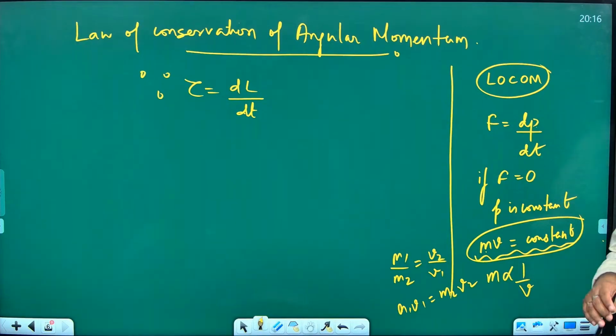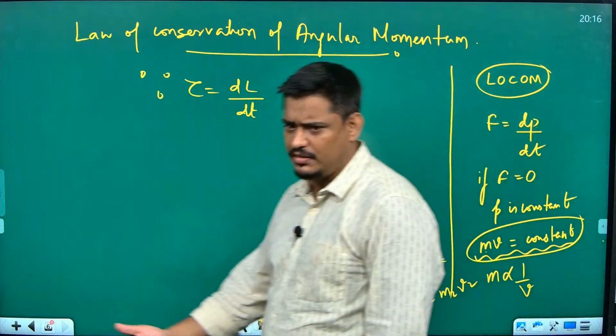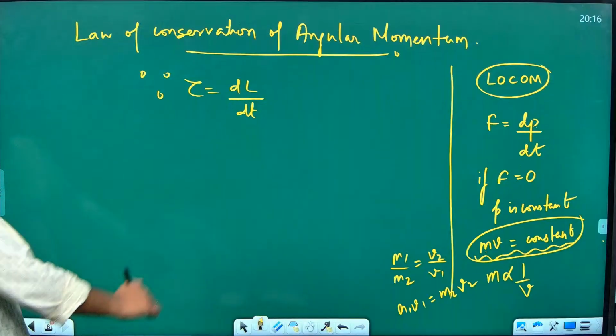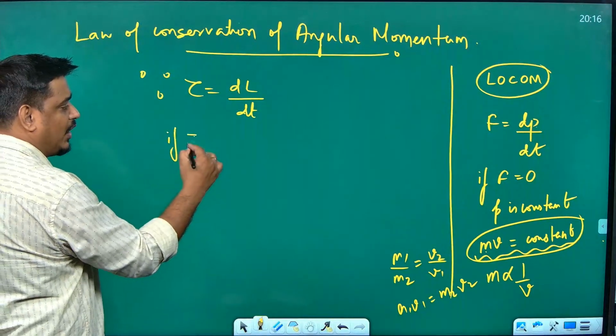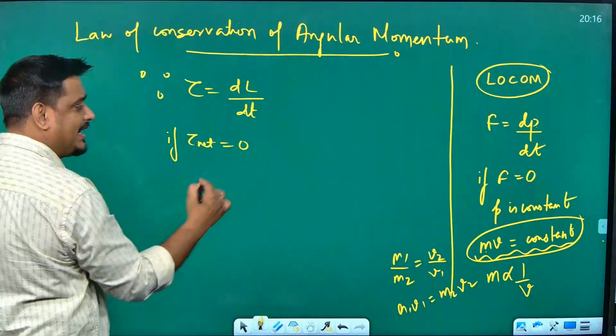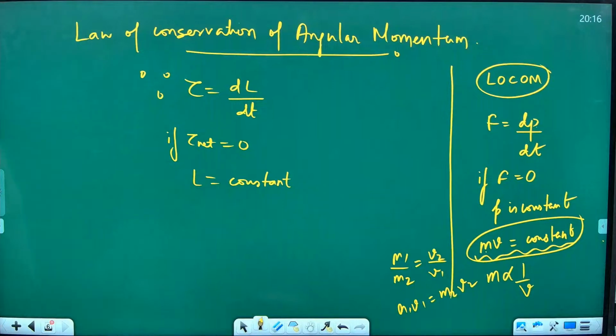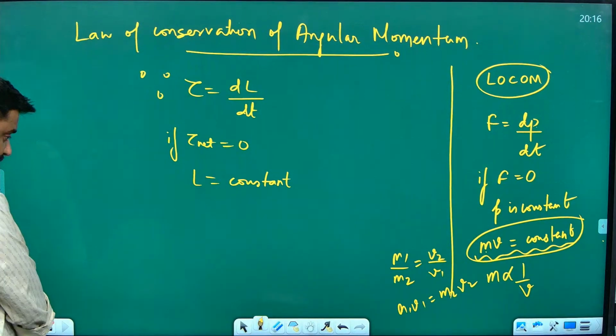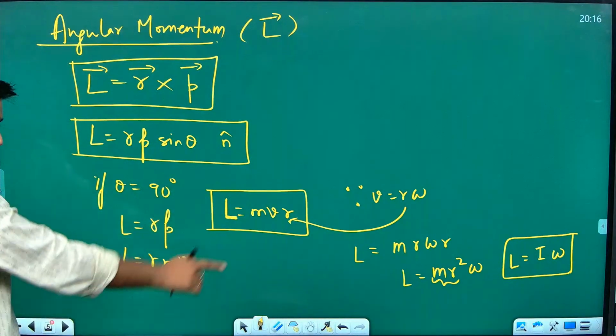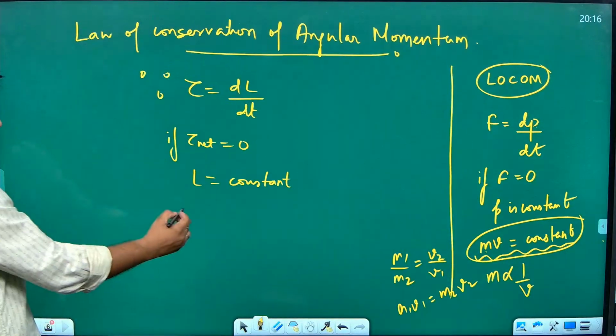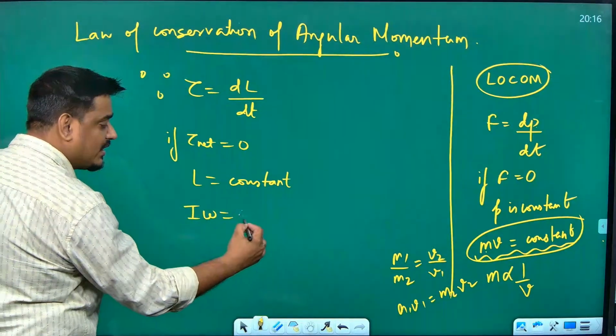F equal to dp by dt. F is 0 because when we differentiate a constant we get 0. That's why P is a constant. Now you pay attention here. So here also I can write if tau net is equal to 0, it means L is a constant. What is L? I omega. Before, in the previous page, I told you L is equal to I omega. So can I write here I omega is a constant?